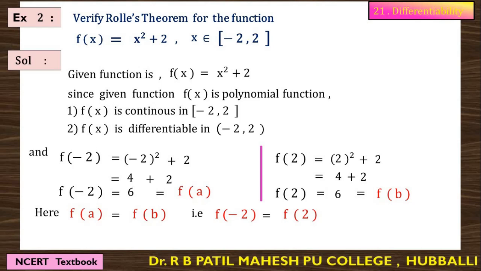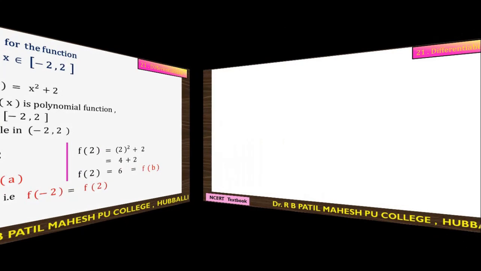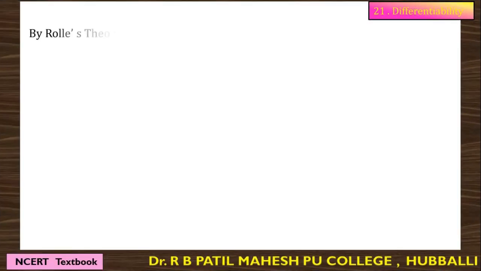f of 2. So after that you find out derivative of the given f of x, that is f dash of x. It is x square plus 2 function. So x square derivative is 2x and 2 is a constant, its value is 0. So therefore f dash of x is only 2x. So now by Rolle's theorem, we have f dash of c is equal to 0 condition. So take that one and find out the point.